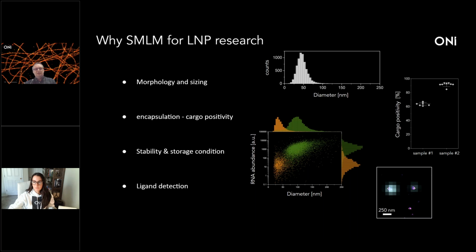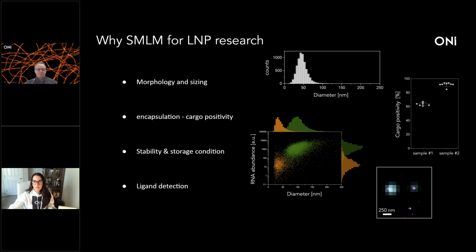So we are not really limited if you're looking for ligand detection. It's just about using the right target for it. If it's an antibody, you can always go with the secondary probe against it, or you can directly label your ligand or your antibody before you make them in the formulation of the LNP.